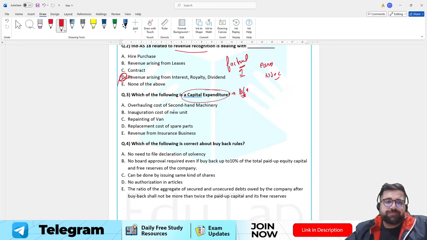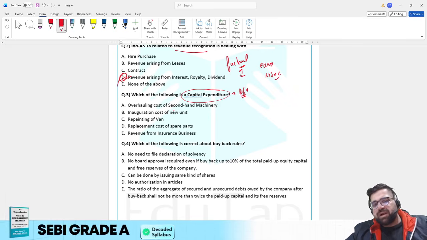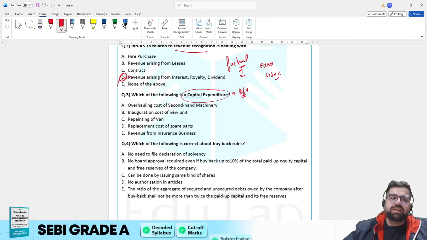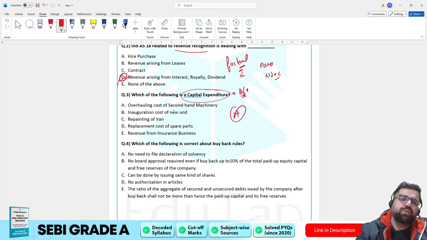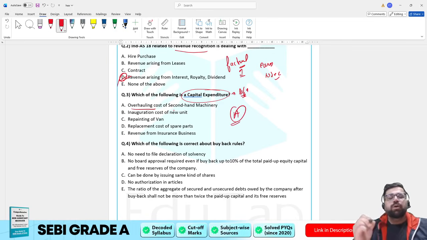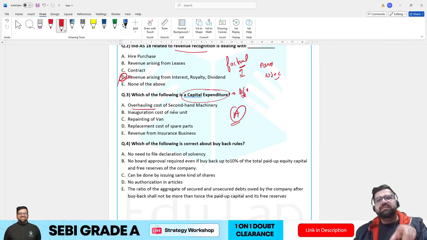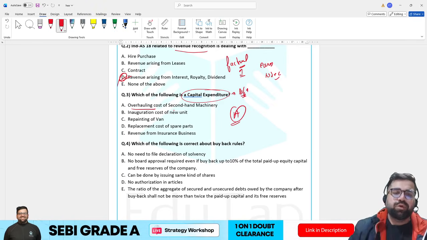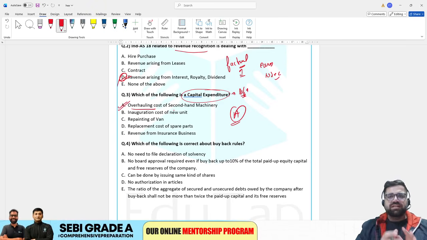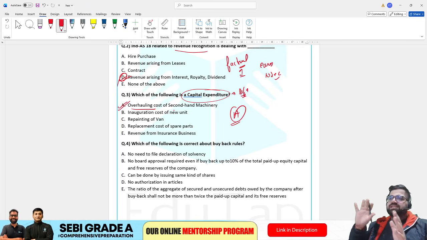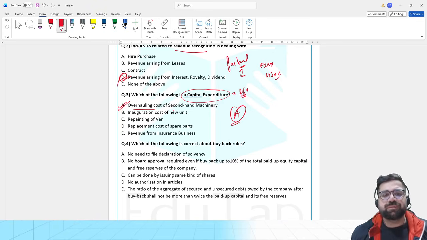Now you can see overhauling cost of a second-hand machine, inauguration cost of a new unit, repainting of a van, replacement cost of a spare part, or revenue from insurance business. The answer will be option number A. Why? Because if you do overhauling, it will increase the life of an asset, right? And something which increases the life of an asset will be option number A only, which is overhauling. And overhauling is not done regularly. It is done just in one particular set of period. So my answer will be option number A.